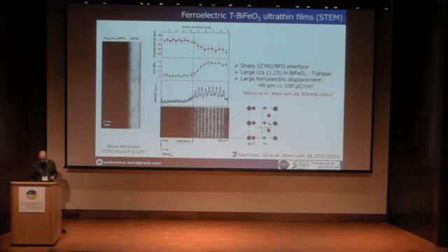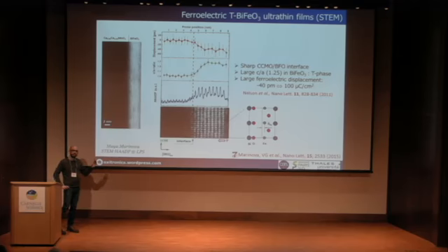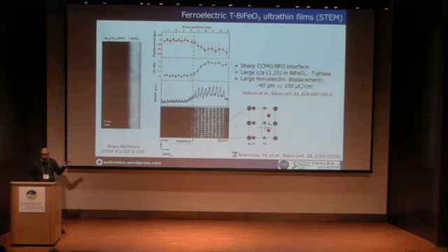We can also get some information on the polarization by looking at the cation displacement. Here we found a displacement that is negative, which indicates a polarization pointing towards the CCMO. And this displacement is quite large, of the order of 40 picometers, which represents polarization values of the order of 100 microcoulomb per square centimeter.